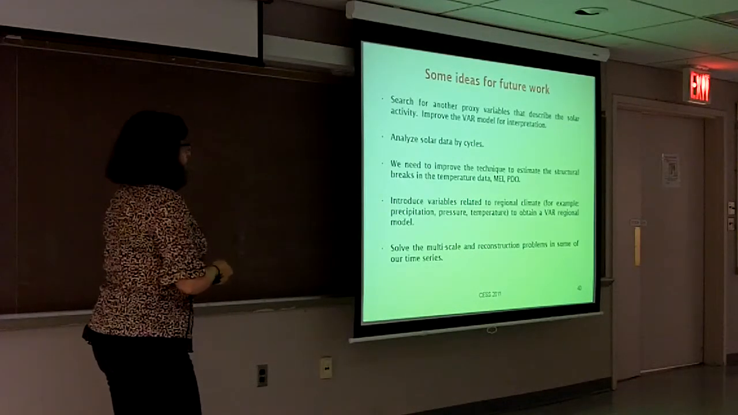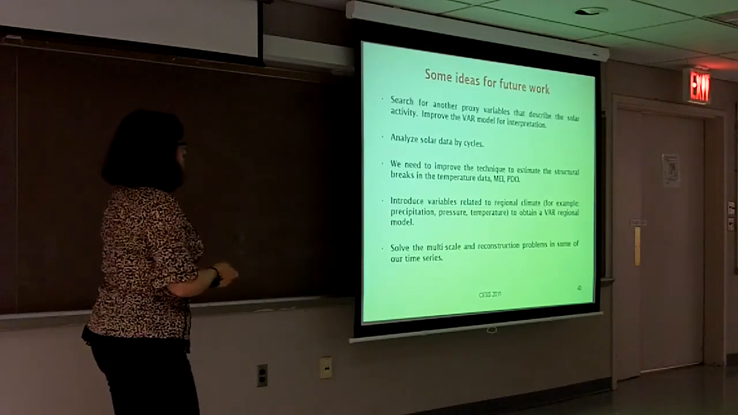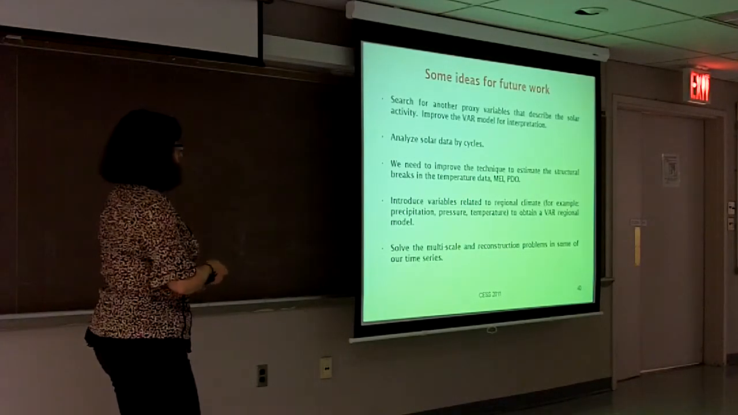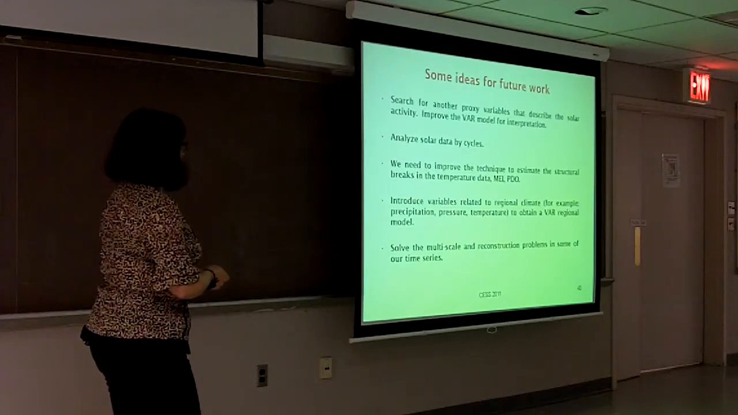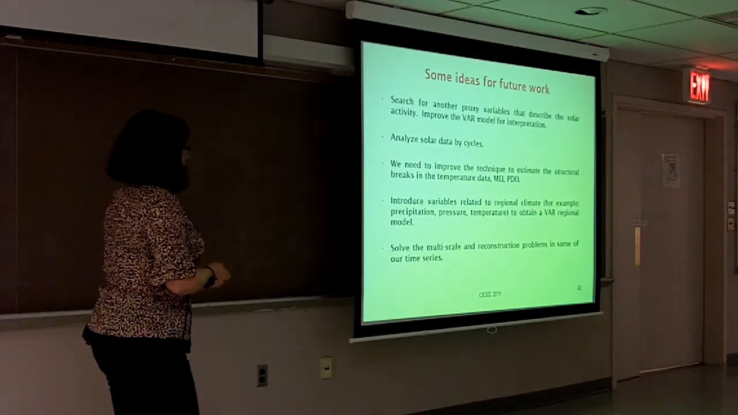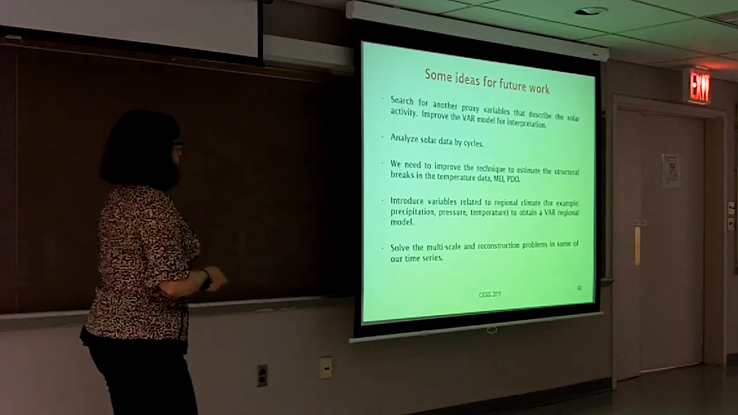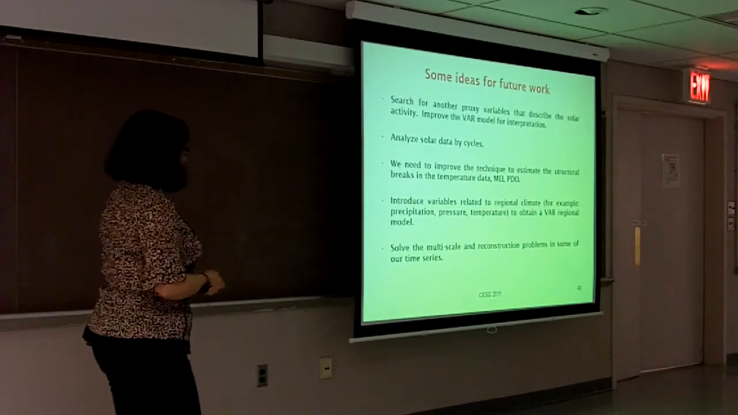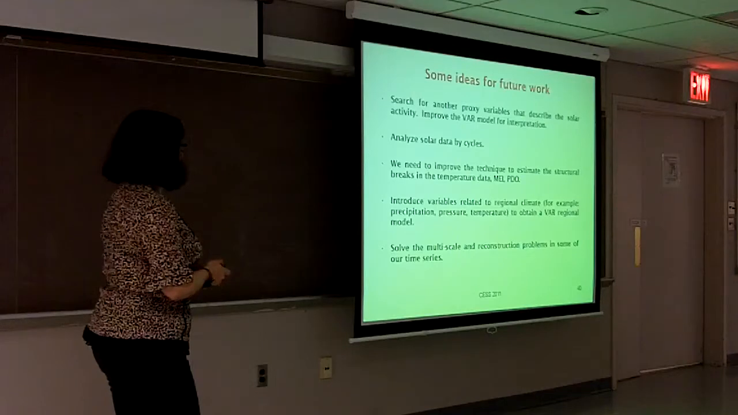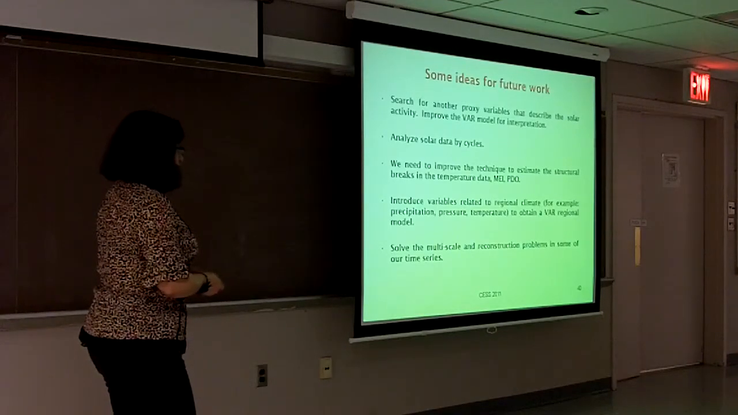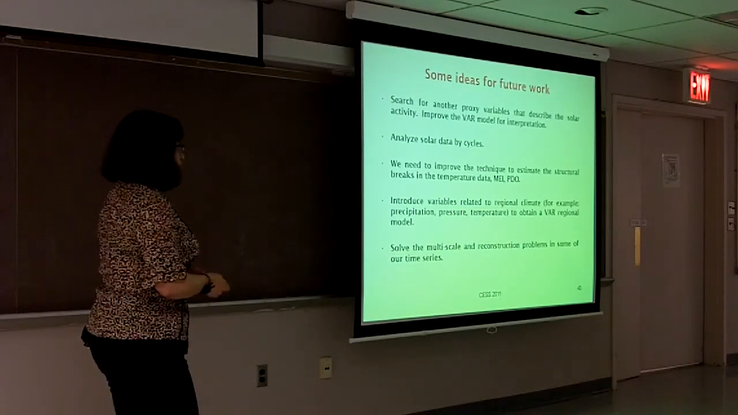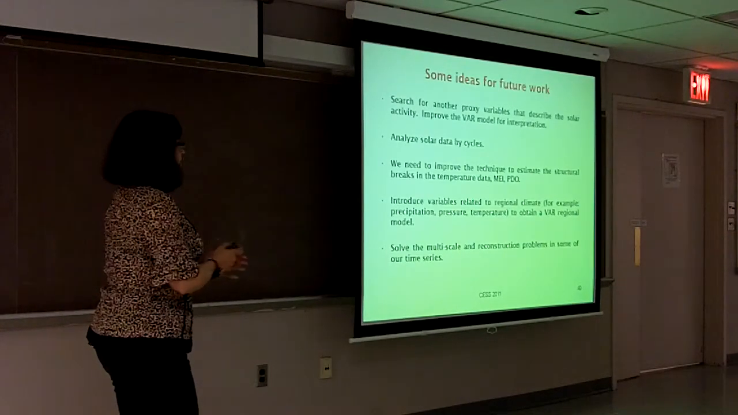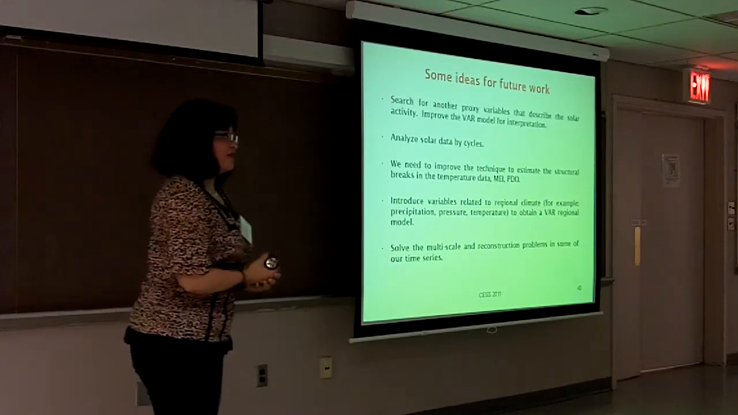And we need to improve the technique to estimate the structural breaks in the temperature data, the AMO and the PDO, because those points are really, really important. And because of that, we need to introduce variables related to regional climate in order to obtain a VAR regional model instead of a global one. And we need to solve the multi-scale and reconstruction problems in some of our time series. So that's the thing that I want to talk about. So thank you very much.